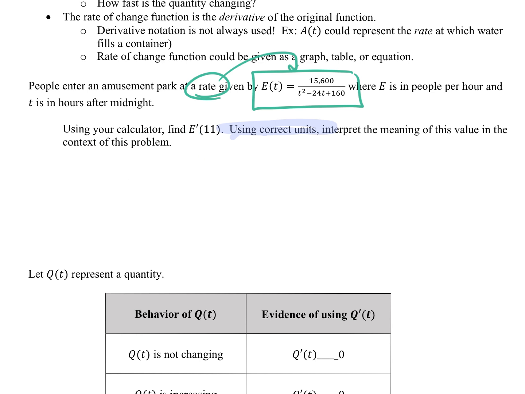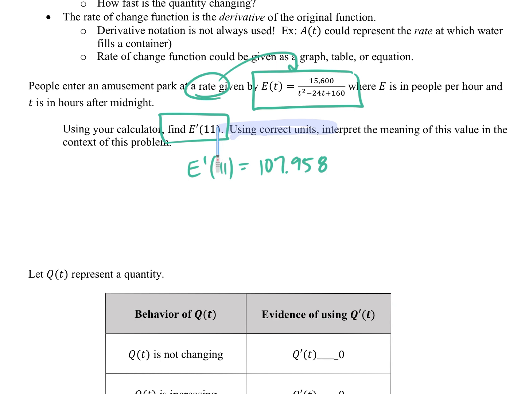Using a calculator, let's first just go find this. How are we going to do that, you guys? Math 8. 15,600. T squared minus 24t plus 160. 107.958. It's going to give me 3 decimals, right?